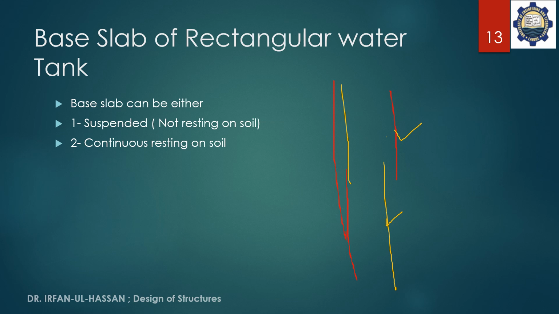It can be a conventional design sometimes, but sometimes if the traffic is passing then you have to design it like a bridge deck. But mainly I'm discussing the bottom slab, which is designed either for the water load or the soil load if it is an in-ground tank, and if it is an on-ground or overhead tank then the base slab is designed for the water load. So here I have made two categories: the suspended slab, which is not resting on the soil, and the continuous resting slab, which is resting on the soil.